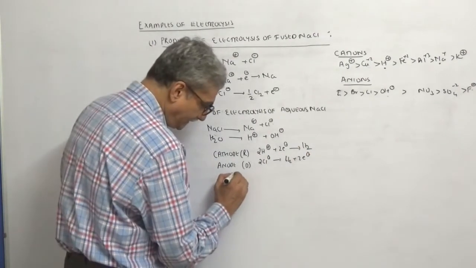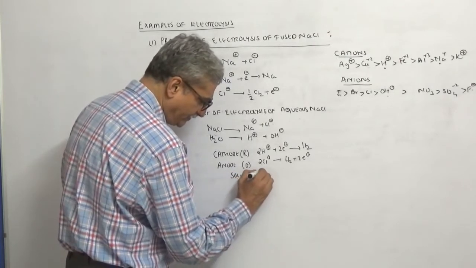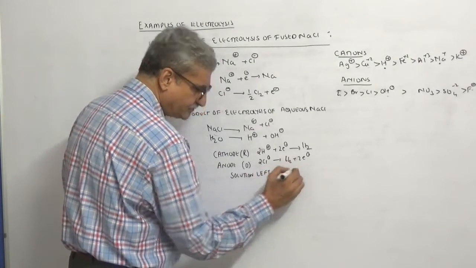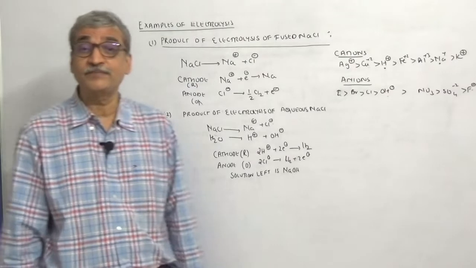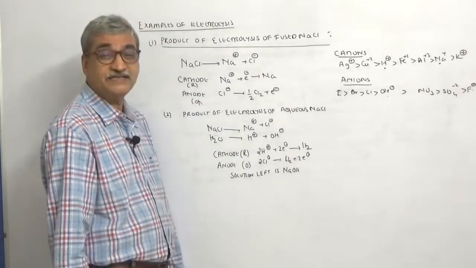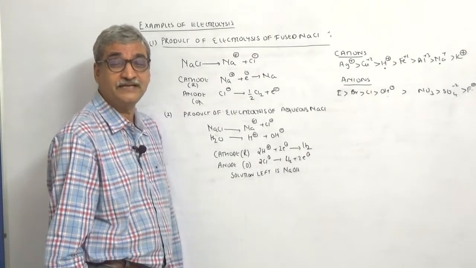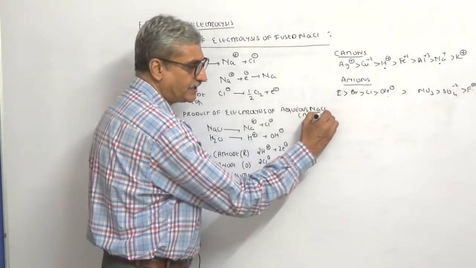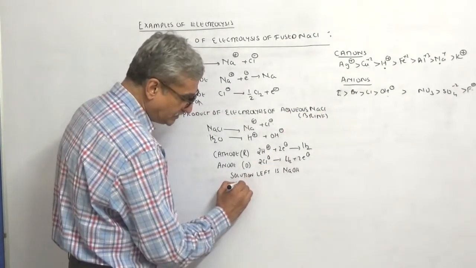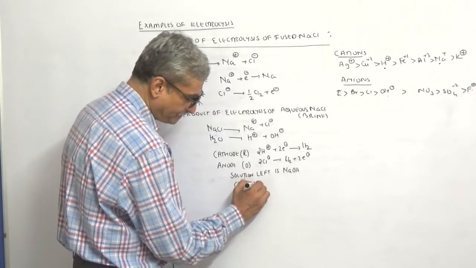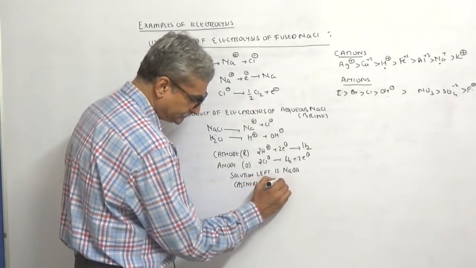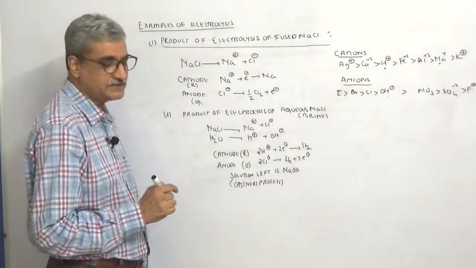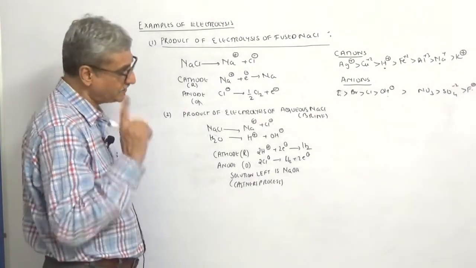So the solution left behind is NaOH. So this is the method of preparation of sodium hydroxide, that is electrolysis of aqueous NaCl or brine. Is this clear? Aqueous NaCl, strong one, is also called as brine. This is called as Castner's process. Is this point clear? So production of sodium by this method is called as Downs process. I just don't remember.